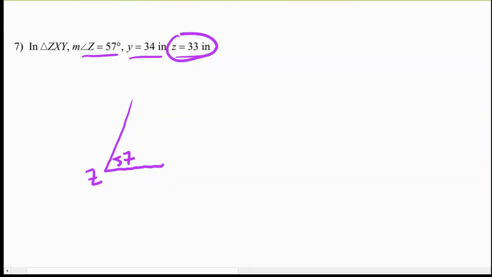Remember that the letters, if they match, they should be opposites. So my angle Z should be the opposite of letter Z. So that means that Y has to be an adjacent side. So I'll call that 34, and I'll call this 33. So this is that situation here.